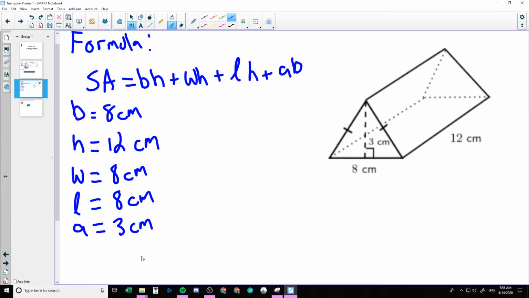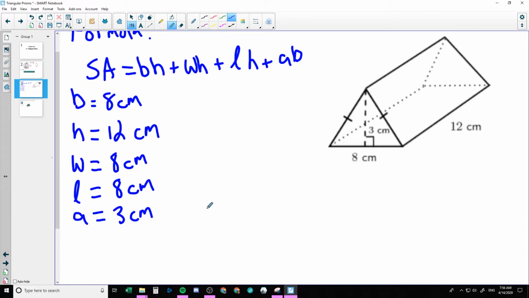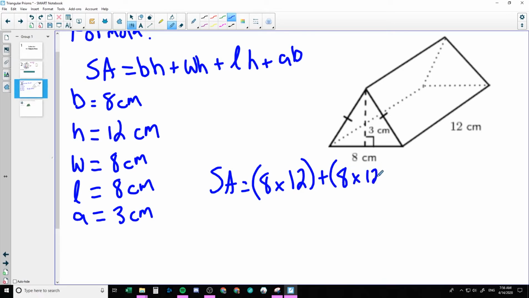Okay. So now all we have to do is plug this into our formula. So again, SA equals base times height. So 8 times 12, plus width times height, 8 times 12, plus length times height, 8 times 12. And then the last one plus the height of the triangle times its base, and this is 3 times 8.